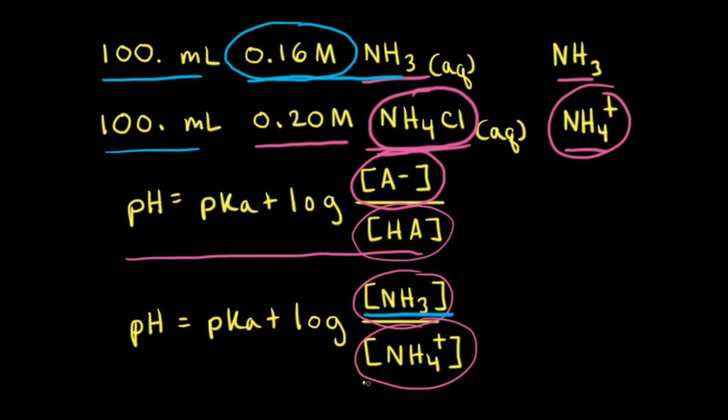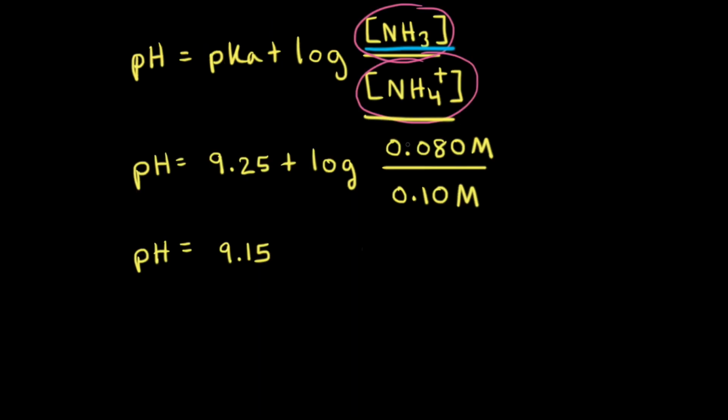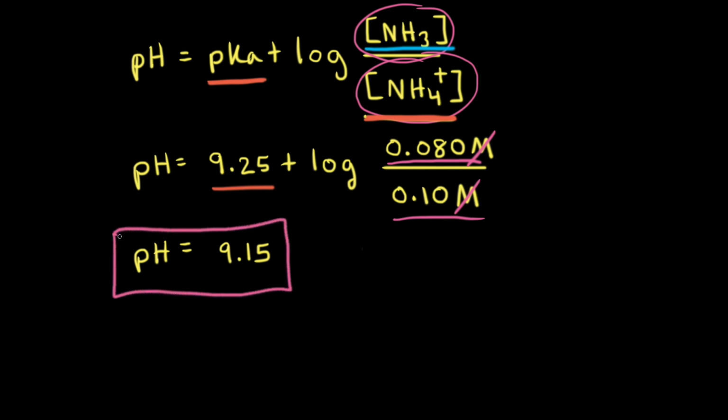So we could plug that into the Henderson-Hasselbalch equation. So here we have the concentrations plugged in. 0.080 molar is the concentration of ammonia, and 0.10 molar was the concentration of the ammonium ion. In the Henderson-Hasselbalch equation, the pKa is the pKa value of the weak acid, which is the ammonium ion, NH4+. At 25 degrees Celsius, the pKa value of the ammonium cation is equal to 9.25. Molar cancels, and when we solve for the pH of the solution, the pH is equal to 9.15.